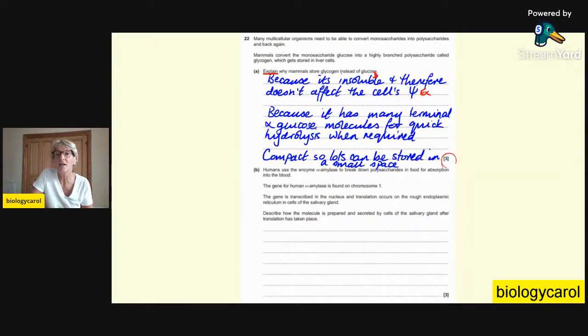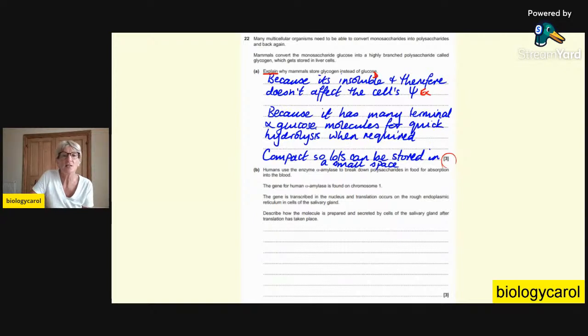But clearly, for me to explain a property of glycogen, I've got to state the property in the first place. I hope that makes sense. Here I'm really emphasizing the difference between describe and explain. If they asked you just to describe glycogen, you'd finish here, it's insoluble. Or, if they'd said, state 3 properties of glycogen: it's insoluble, it has many terminal alpha glucoses, it's compact. So here's the description, here's the explanation.